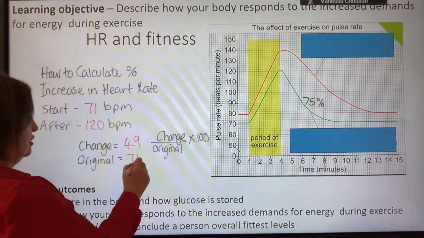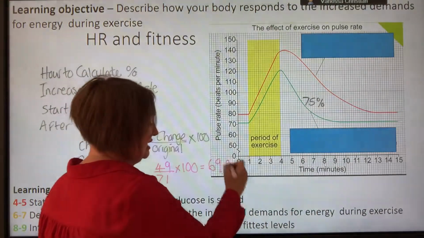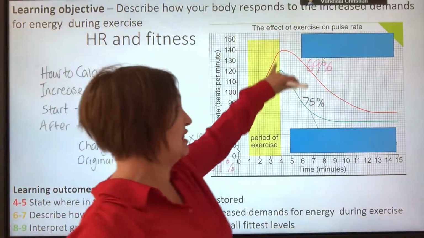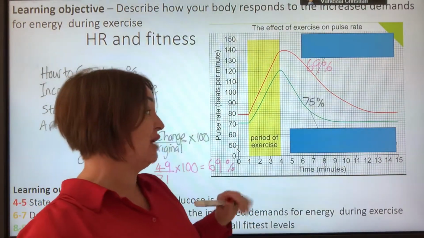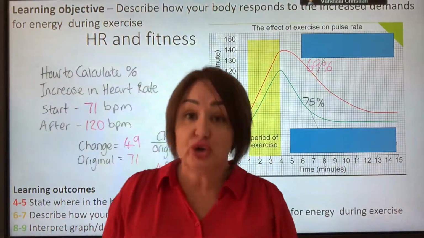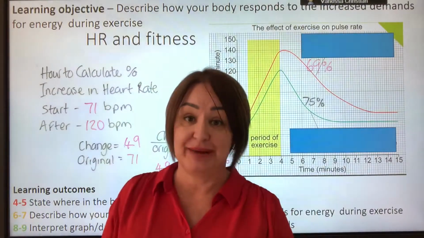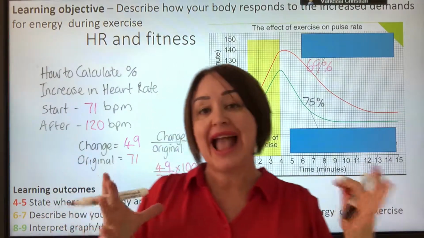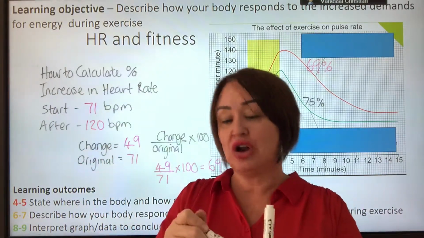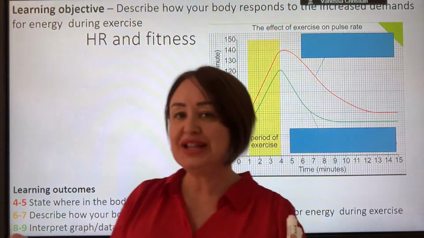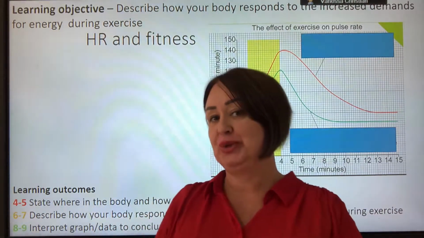And the answer is 69%. On the graph, although it looks like there's a massive difference between their fitness levels, if we just took into account the percentage increase during exercise, then what we would find is there actually isn't too much in it. And so that's why anytime we have different starting figures and we're comparing something, we need to work on percentage increase. So let's just summarise what we've said so far in terms of how the body responds to exercise.